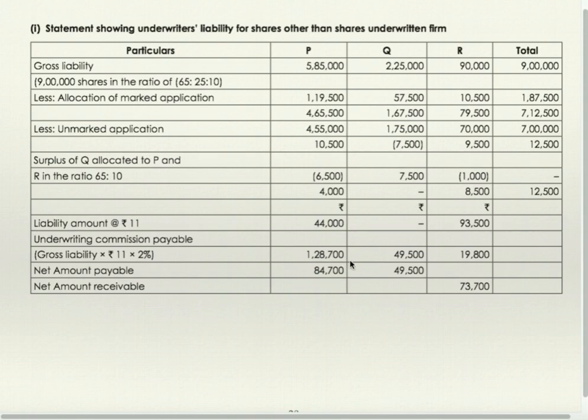P will get 84,700, Q will get 49,500 and R 19,800. He was supposed to get commission, but he was supposed to pay to the company 93,500. So R is supposed to pay to the company 73,700.